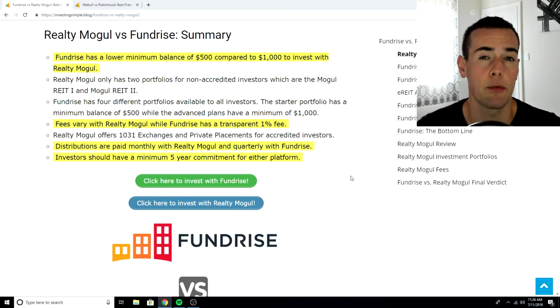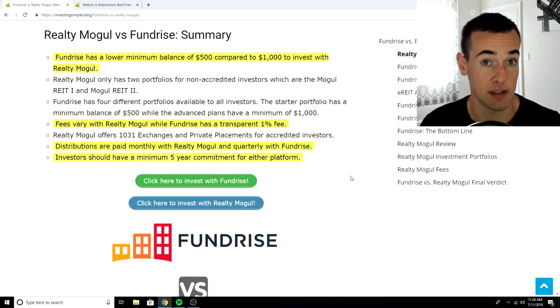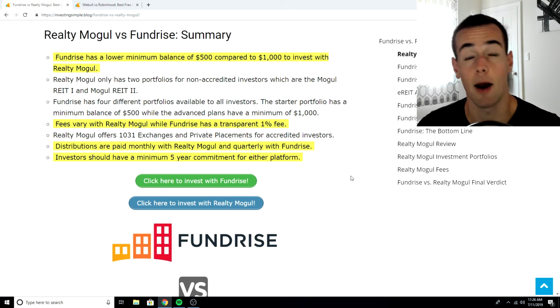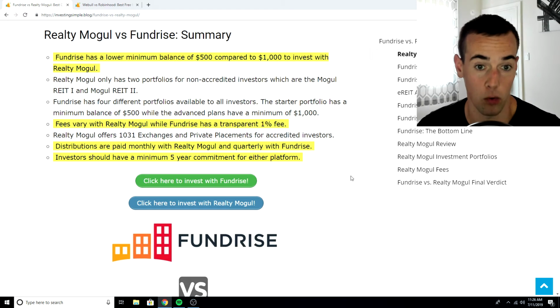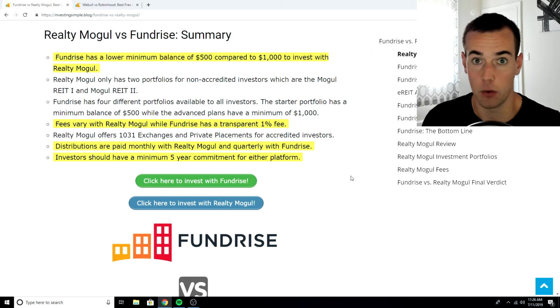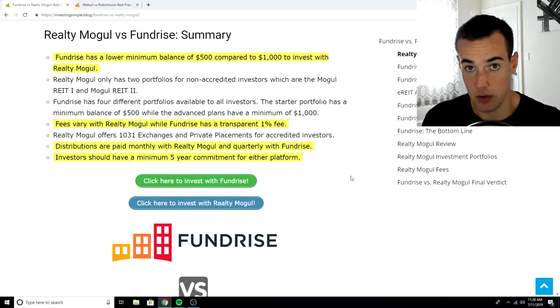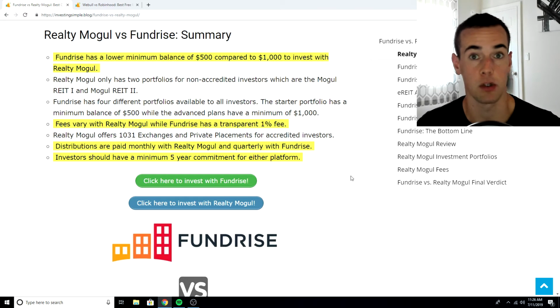Another key difference between these two platforms is that the dividends or distributions are paid monthly with Realty Mogul, based on which portfolio you pick, and with Fundrise, they are paid quarterly. So if you want monthly dividends or distributions, Realty Mogul is going to be your better option here. But if you're fine with quarterly payments, that is what you're going to receive with Fundrise.